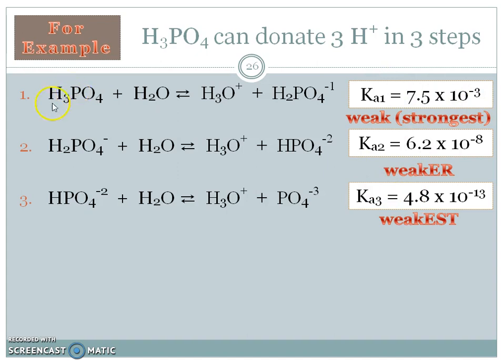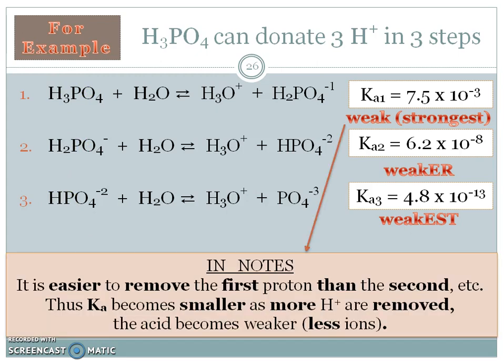So again, here we have acid 1, acid 2, acid 3, right? They're all acids because they all can give up a H plus. So what does that mean? Well, it's easier to remove that first proton. It's easier to remove that H plus, meaning that there's going to be a heck of a lot more ions. Aha, there's going to be a heck of a lot more ions here because it's a bigger number, right? This is the biggest number. It's going to have a lot more ions. It's going to be the strongest of the weak.